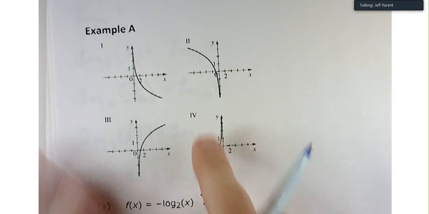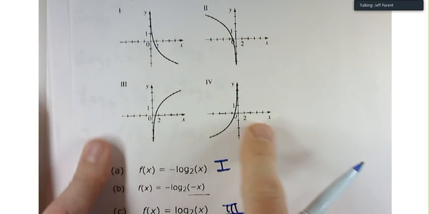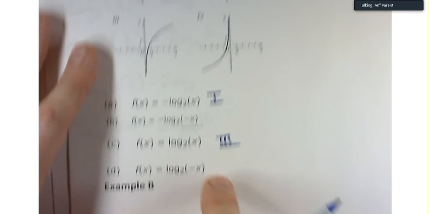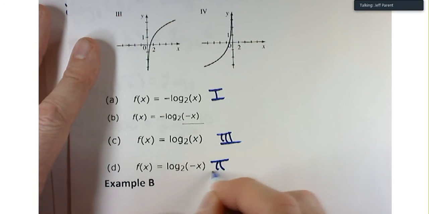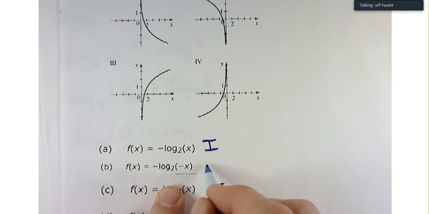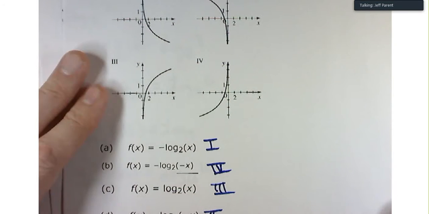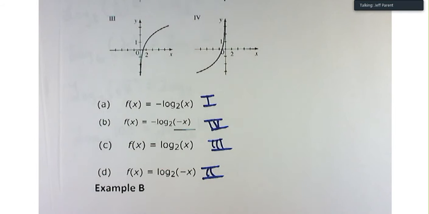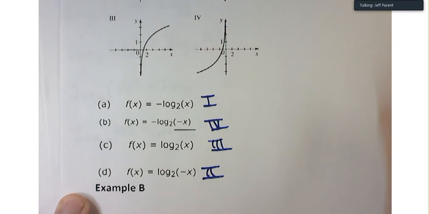If you reflect this around the y-axis, that's going to be this one. So that's going to be a 2. And this one has to be 4. And that looks pretty good. You reflected this down across the x-axis, so that's your 4 right there. Nice. So kind of a friendly one to get started with.